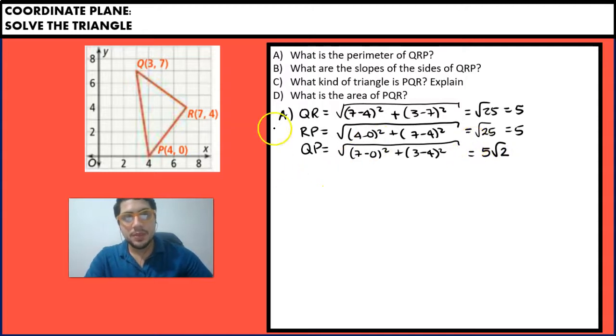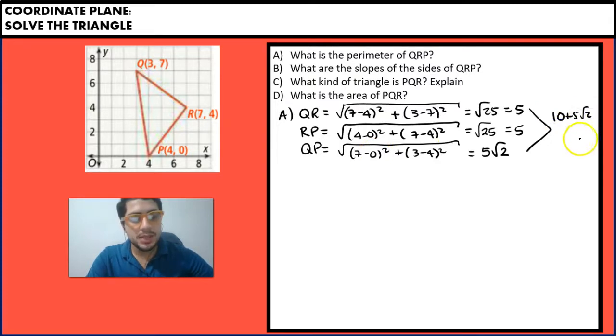Okay, so now that we have found these, we can actually find the perimeter. Now remember, the perimeter is the sum of all the sides. There's going to be 5 plus 5 plus 5 square root of 2, which is going to be 10 plus 5 square root of 2. Or if we want to use decimals, it's going to give us an answer of 17.07 units.